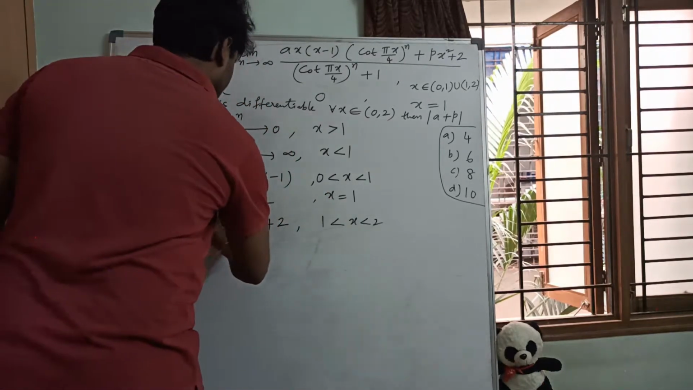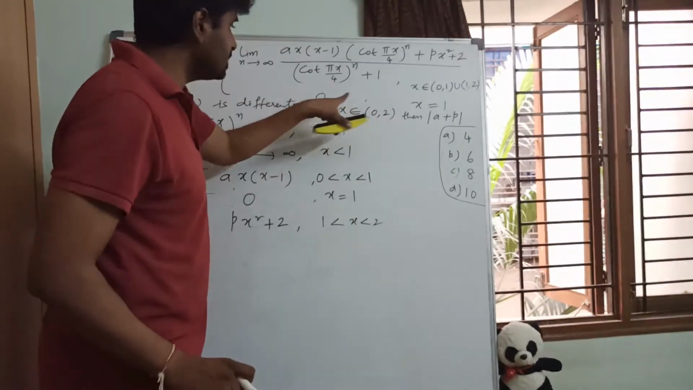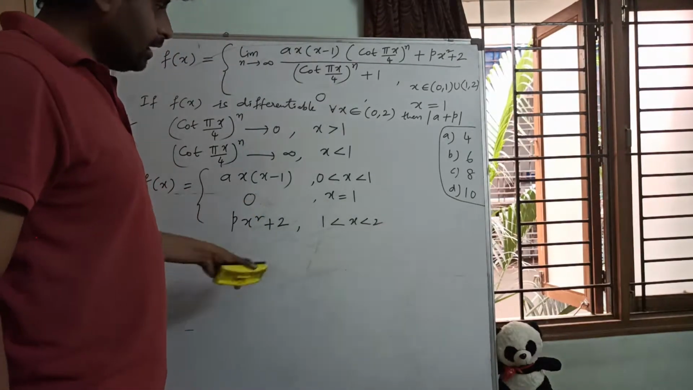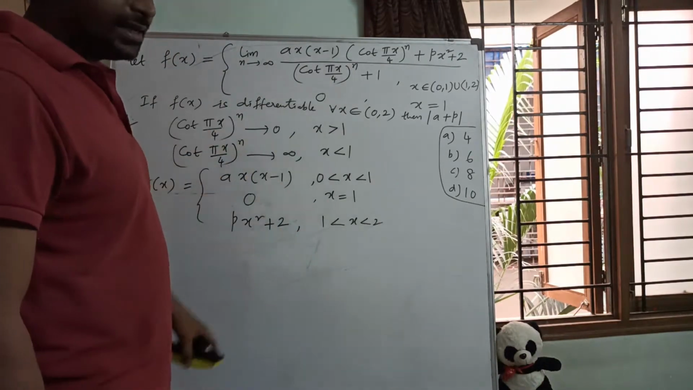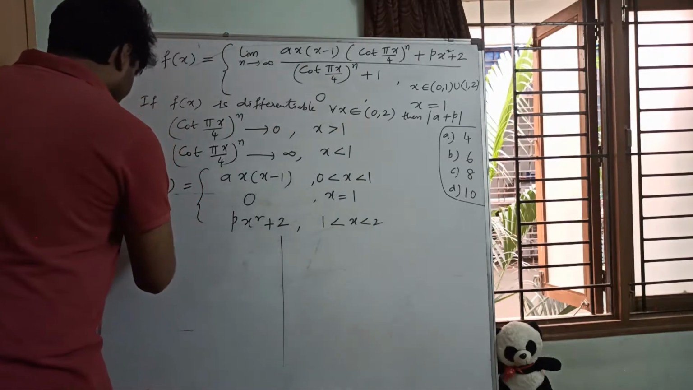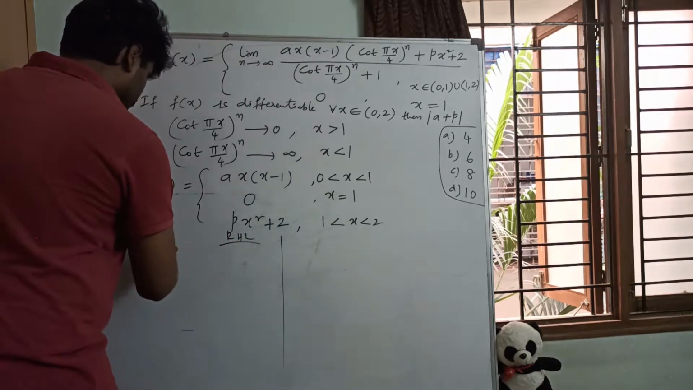So this is 0, given already, right? When the function value at 1 was given as 0. Now let us check whether it is continuous or not, differentiable or not. First of all, let me go for LHL and RHL, continuity I am going first.